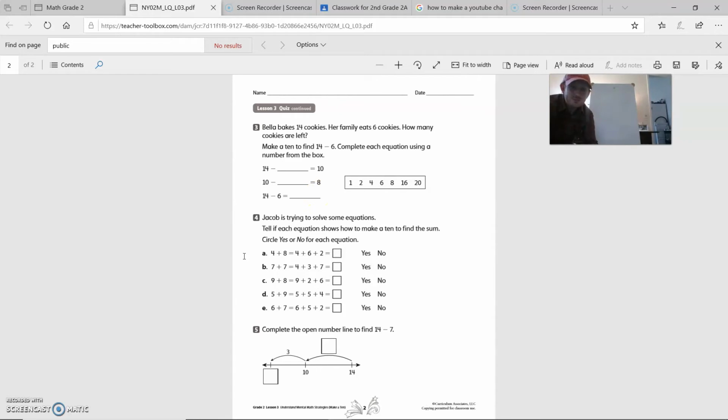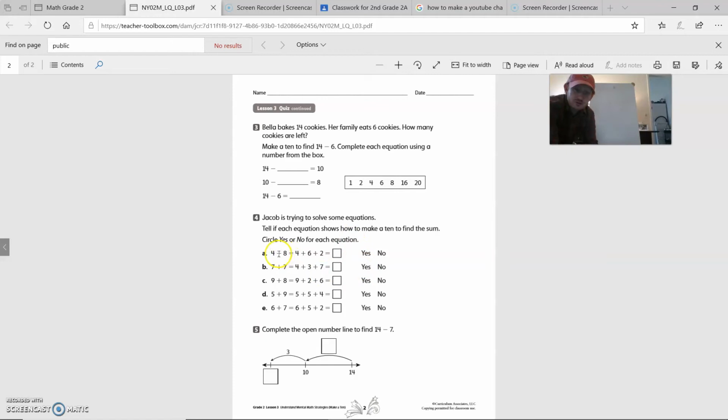All right, let's move on to question number 4. Jacob is trying to solve some equations. Tell if each equation shows how to make a 10 to find the sum. Circle yes or no for each equation. Let's see if we can do these pretty quickly, because we should be experts now.